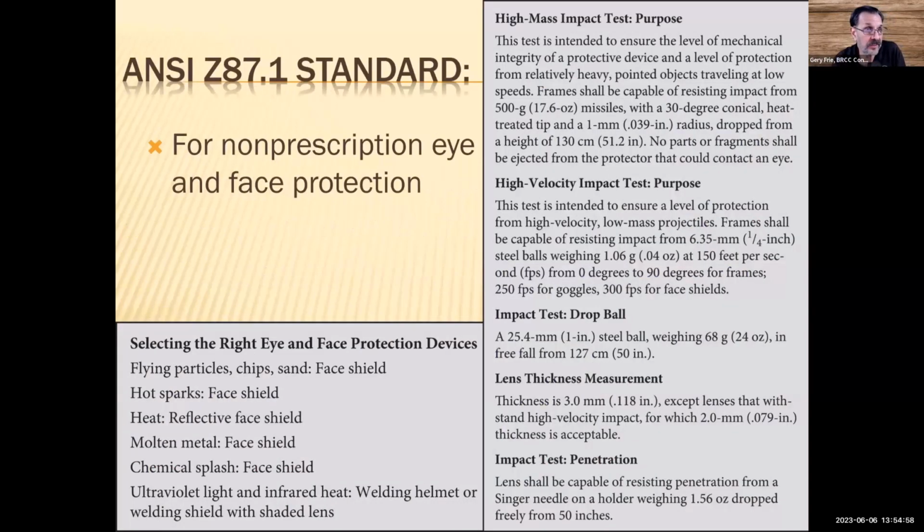So here's the ANSI standard. Just for interest's sake, you can look back at this presentation to get more detail, but we don't need to know this for any test questions, but it's just giving you an idea what's involved in making real safety glasses. If you don't have that Z87.1 point something standard stamped on the safety glasses somewhere, they're not safety glasses. They're not safety goggles.